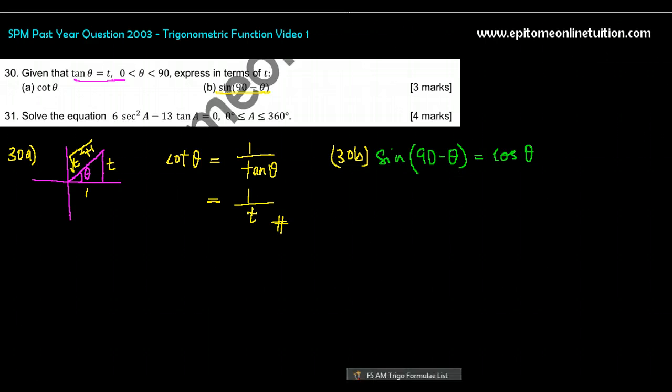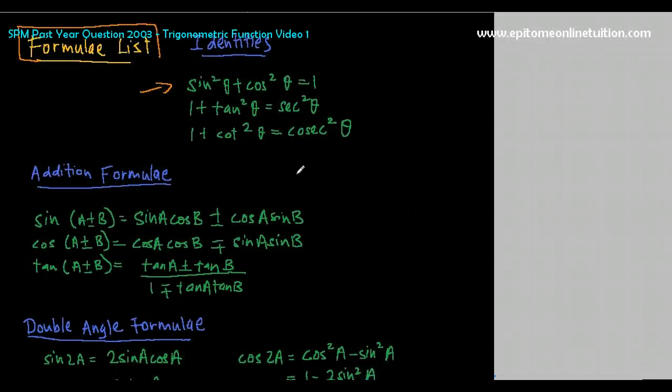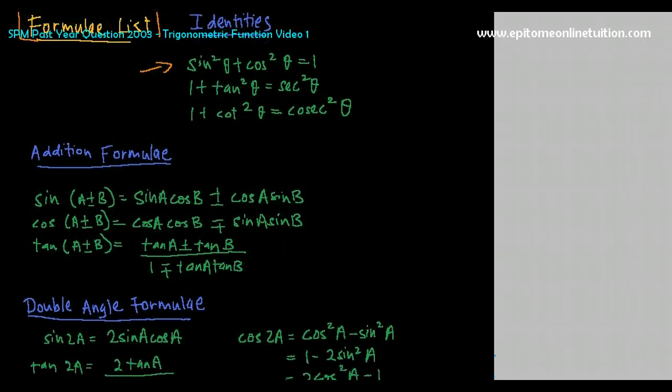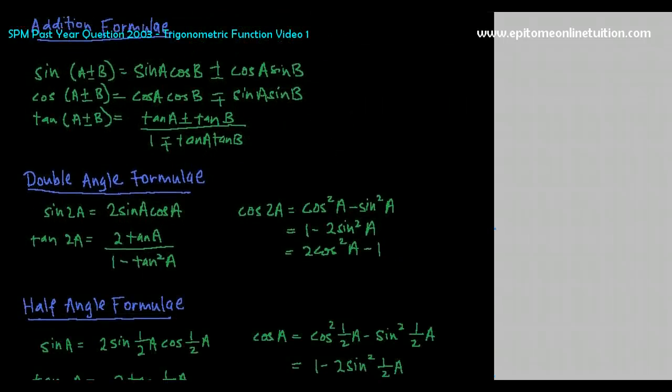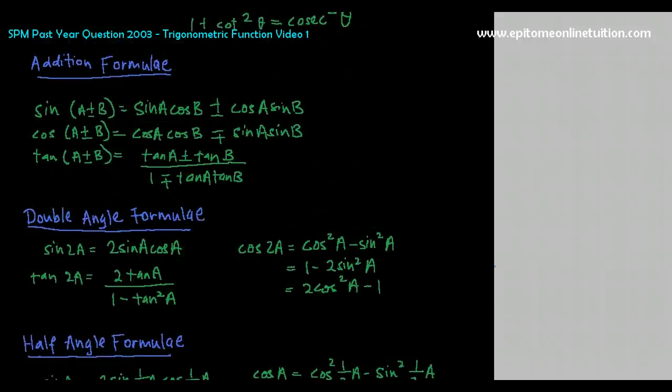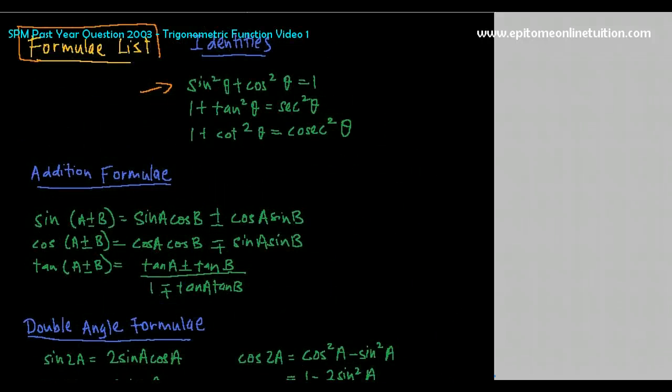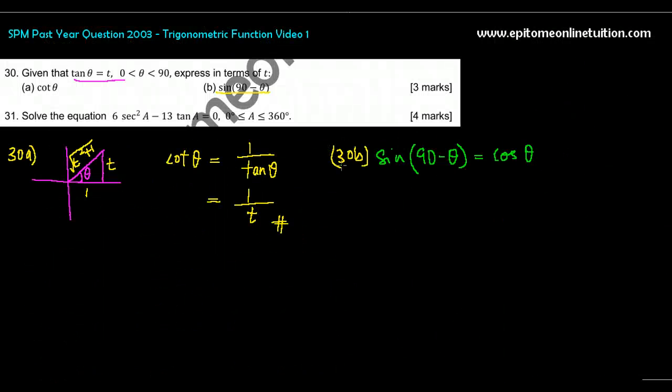What is given in the exam is actually this. These are the only things given: identities, addition formulas, double angle and half angle. So the simple ones are not given to you. So if you don't remember that, you will have difficulty answering this question. Okay, so please go through the formula list for your trigonometry from the chapter.